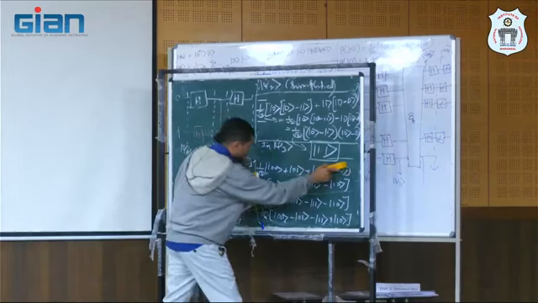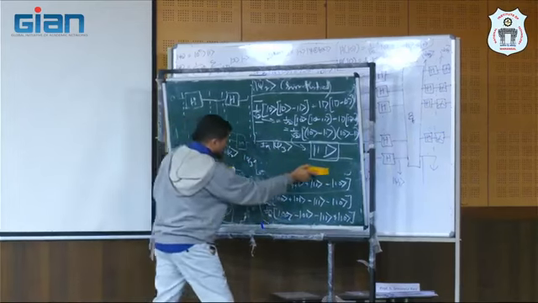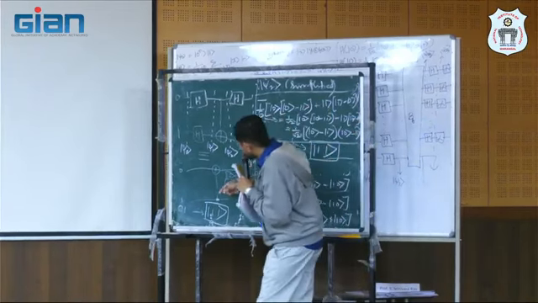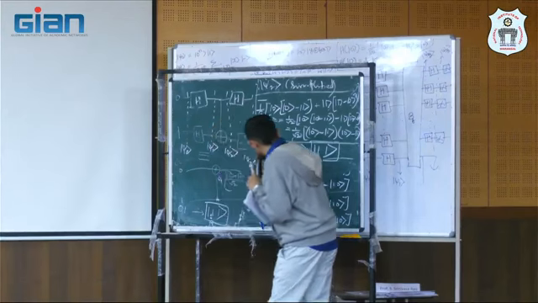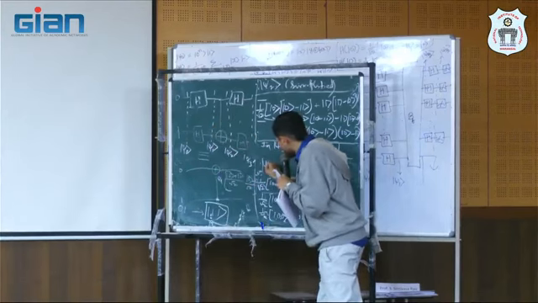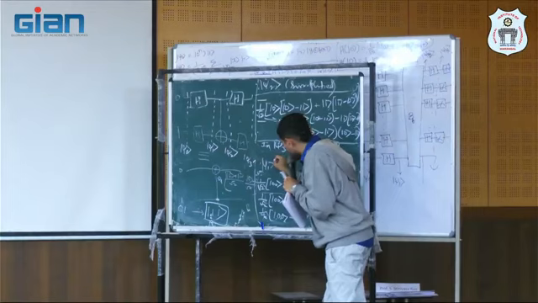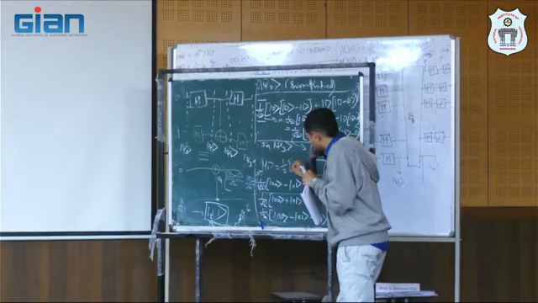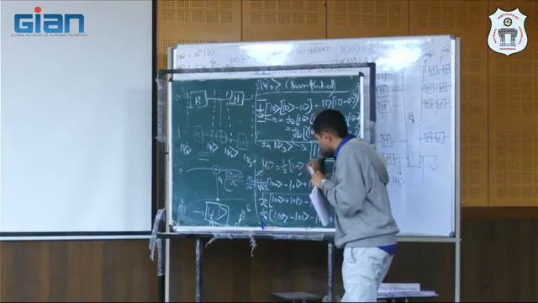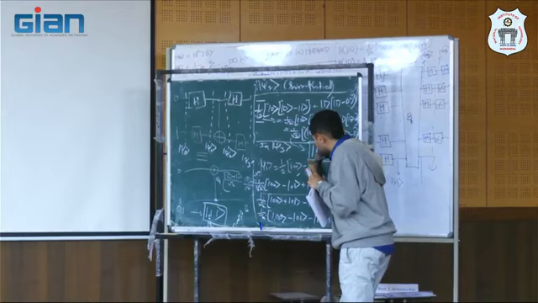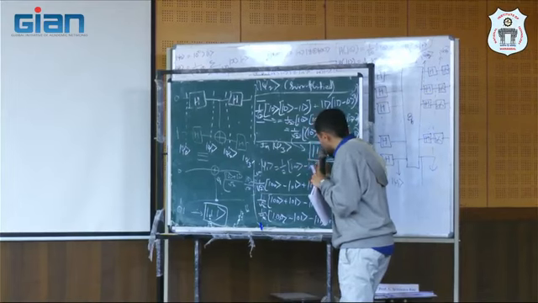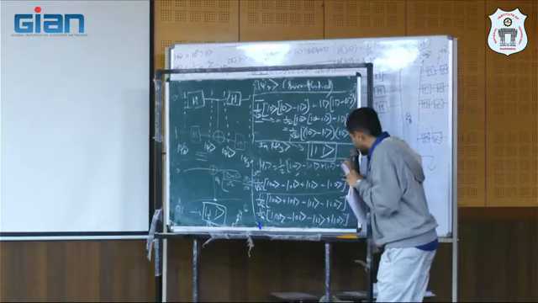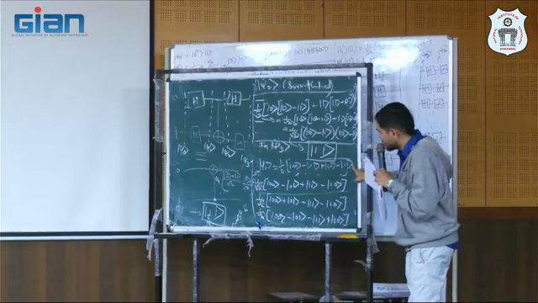Maybe I'll just erase this step. Anyway, we are not discussing that. So this is actually psi 1, and that psi 1 we can also write as 1 by 2 into ket 00 minus ket 01 plus ket 10 minus ket 11. Yeah, that is psi 1.